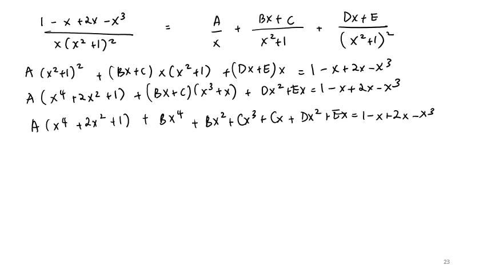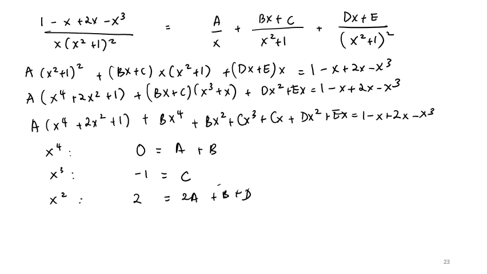So just look at the coefficients. For x to the power of 4, it's 0, so A plus B equals 0. For x cubed, negative 1 equals C. For x squared, 2 equals 2A plus B plus D, and the constant 1 equals A. So now you have C equals minus 1 and A equals 1.